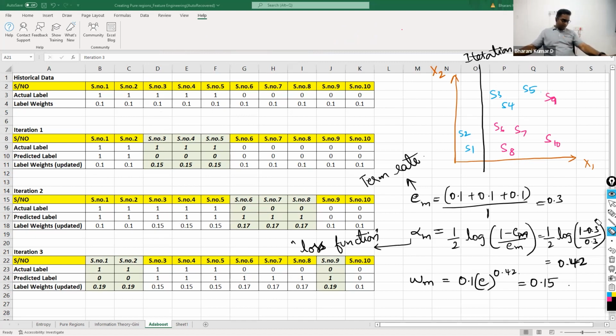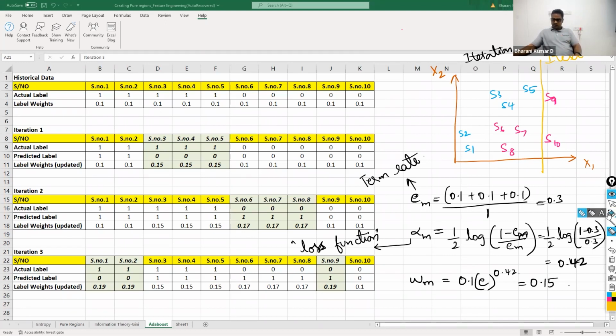Say the next classifier, let me choose a different one. Say the next classifier turns out to be this. So this is part of iteration 2. In iteration 2, anything which falls on the left side will be blue color. Anything which falls on the right side will be red color.